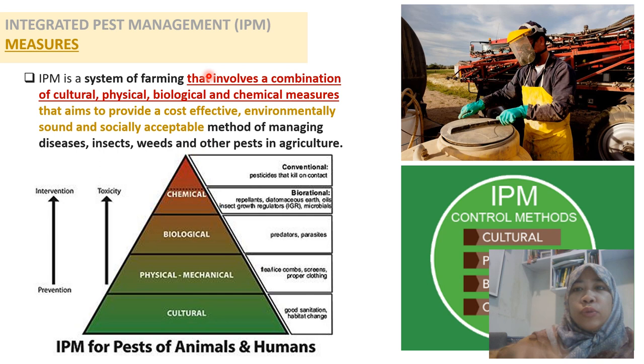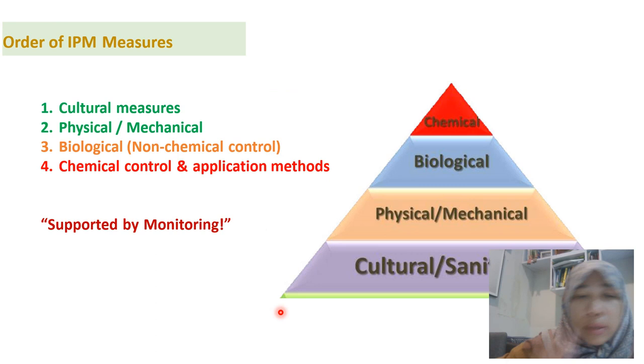So controlling the pest will be successful by using cultural, physical, mechanical, biological, and the last is chemical control. This is the IPM, what we should do to control the pest. This is the order of IPM measures.